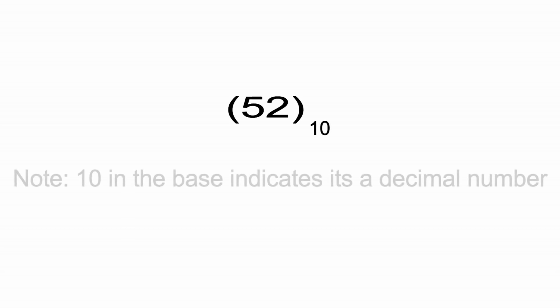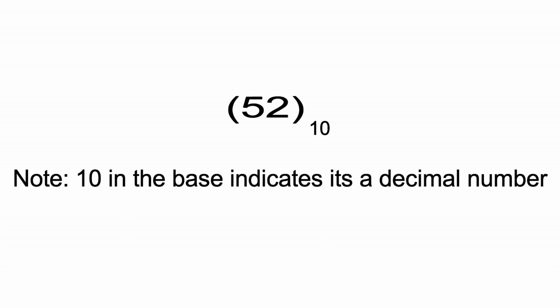Whew, the theory part is almost over. Now let's take a decimal number, say 52. Take your pen and paper, or a pencil and a paper. We will try to convert this to binary.